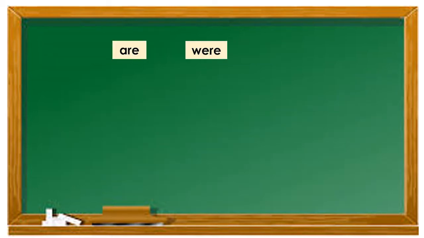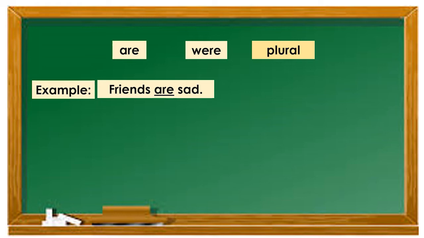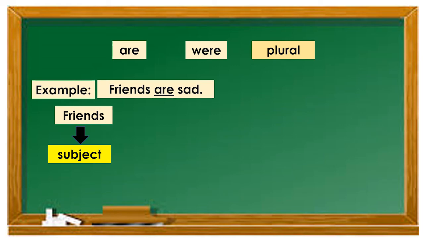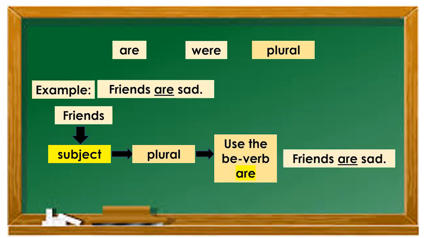Are and were are plural. Example, in the sentence, friends are sad. Friends is the subject. It is plural. So, use the be verb are. Friends are sad.